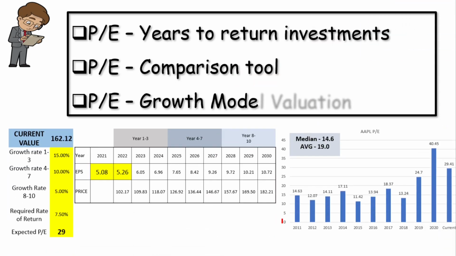And we have seen we can use the price to earning ratio to create a growth model valuation based on earning per share and price to earning. And regarding Apple stock, drop a comment below. Which price to earning value do you think we should use in our growth model?